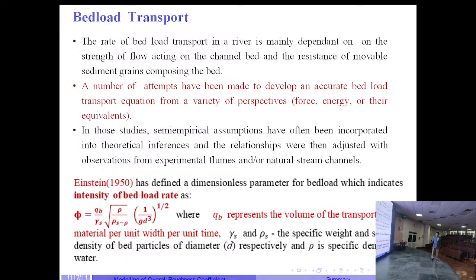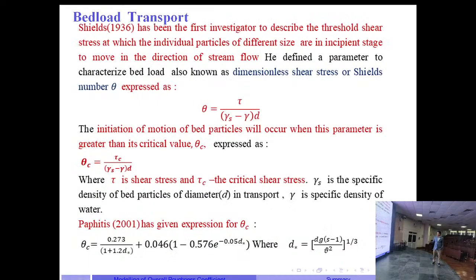Einstein in 1950 gave a model, and everybody takes care with that model. And this theta is the shear parameter. It is equal to tau divided by gamma S minus gamma times D, where tau is the bed shear stress, gamma S is the specific weight of the sediment, and D is the diameter of the sediment.